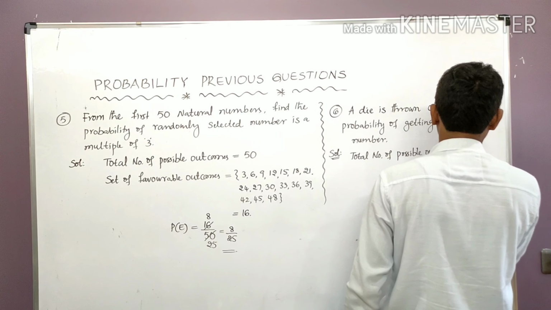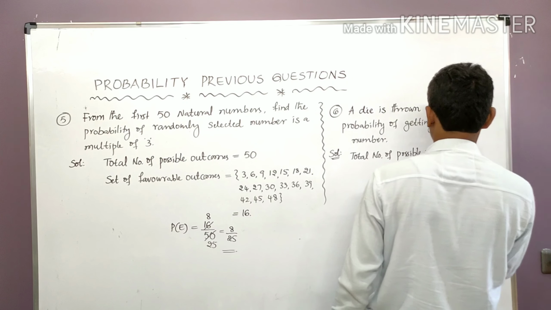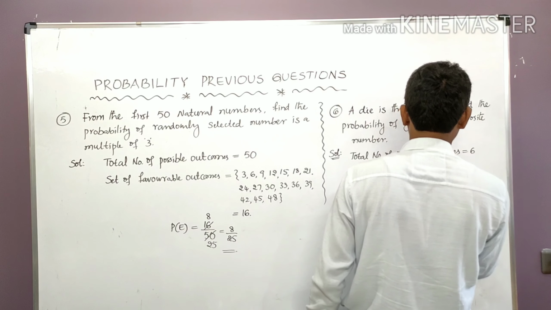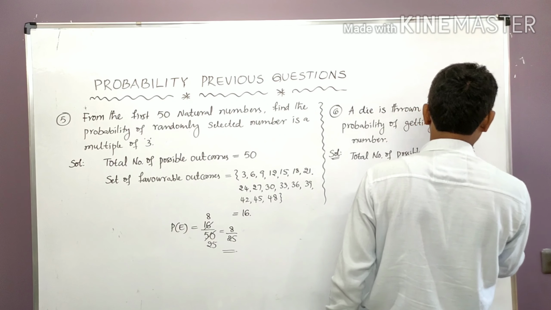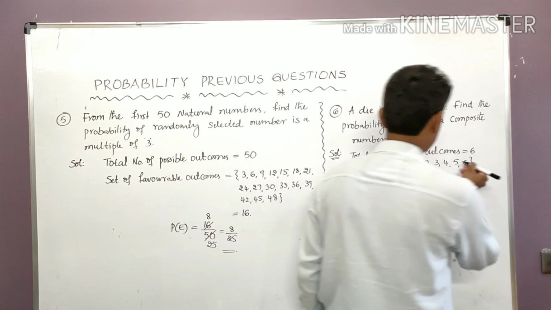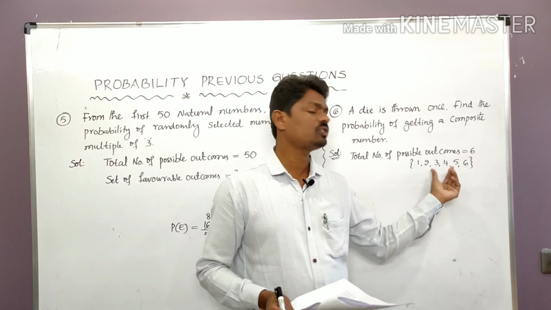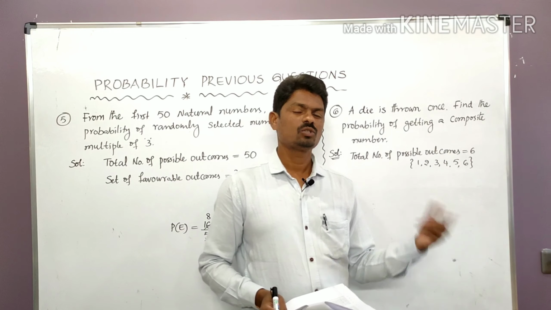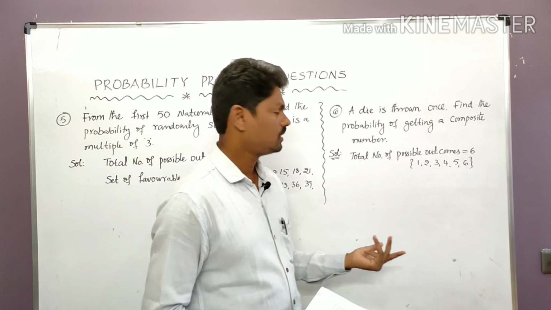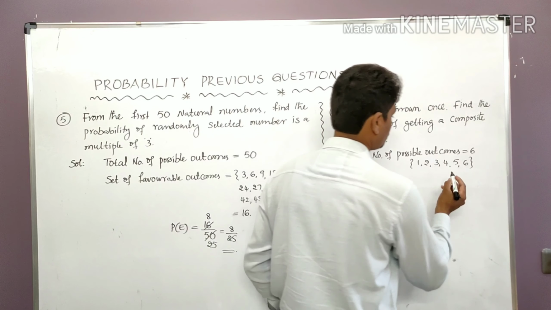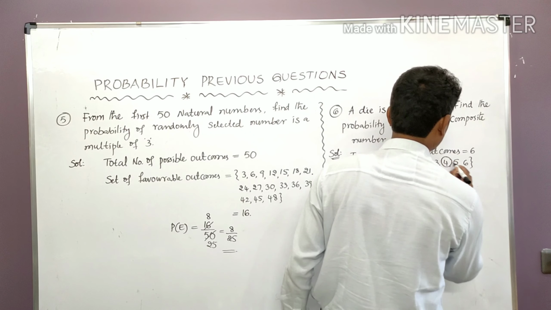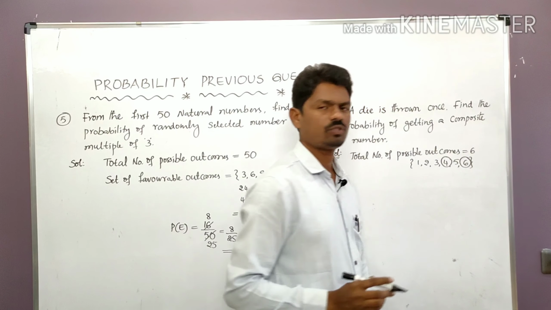Total number of possible outcomes equal to 6. What are they, student? 1, 2, 3, 4, 5, 6. So these are the possible outcomes. Among these 6 numbers, you have to select the composite numbers. So they are the favorable outcomes. What are the composite numbers among these 6? 4 and 6 are the composite numbers.